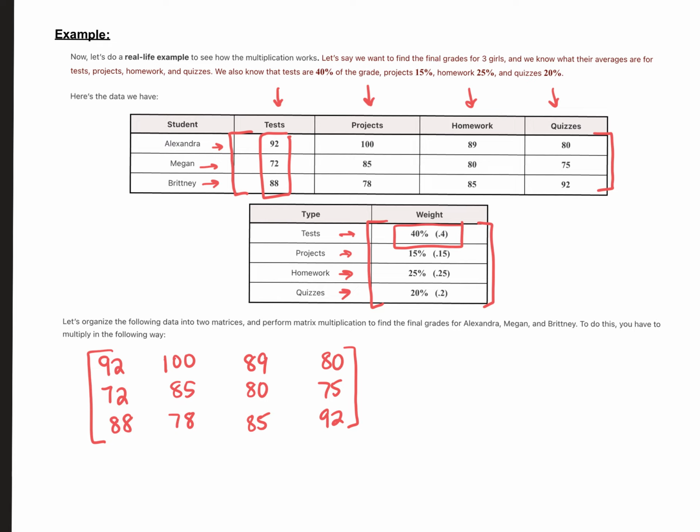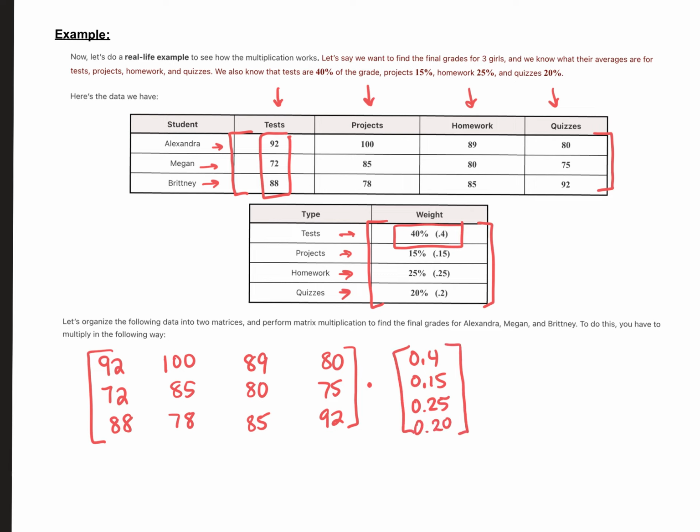Now we're going to multiply that by our weight matrix. So we're going to do 0.4, 0.15. I need to make my matrix a little bit bigger here. So 0.4, 0.15 for 15% for projects, 0.25 for homework, and 0.2 for quizzes.